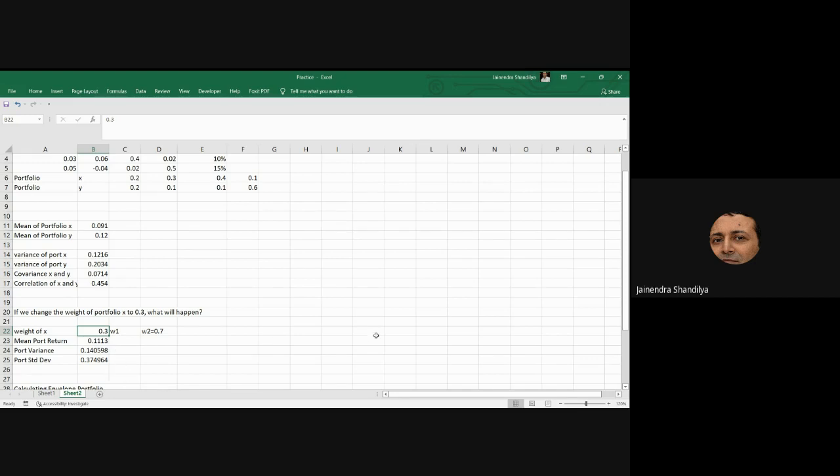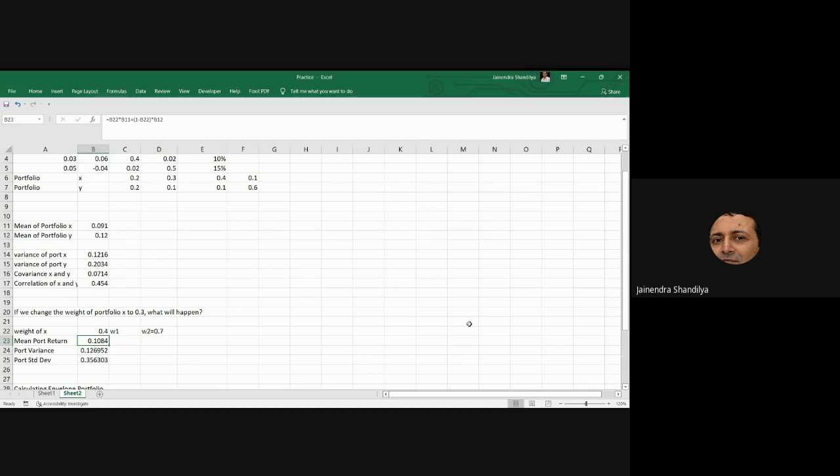Now what we are going to do: I was asking you that if I change this combination of 0.3, 0.4, 0.5, what will happen? So just check here only. I'm going to do 0.4. So can you see this mean return is changing, portfolio variance is changing, and standard deviation is also changing?